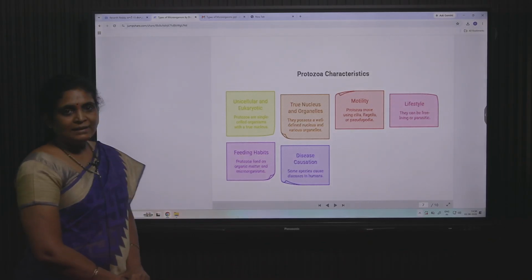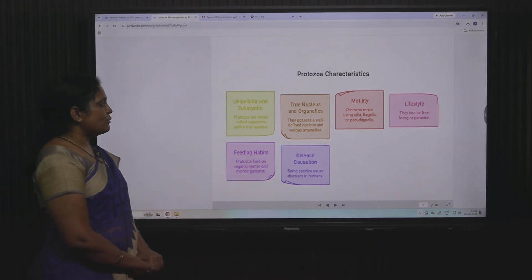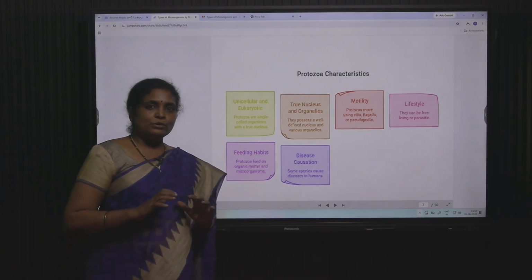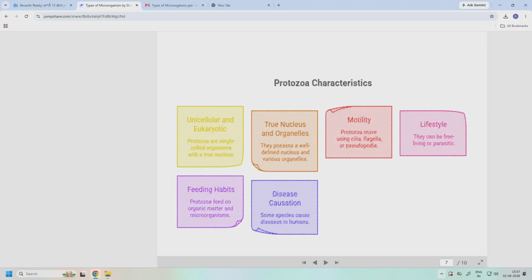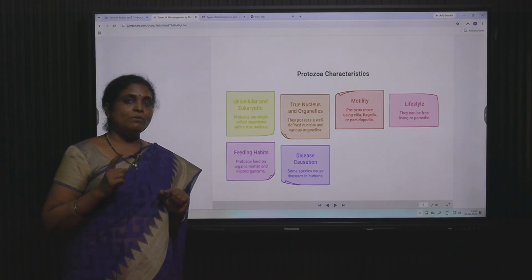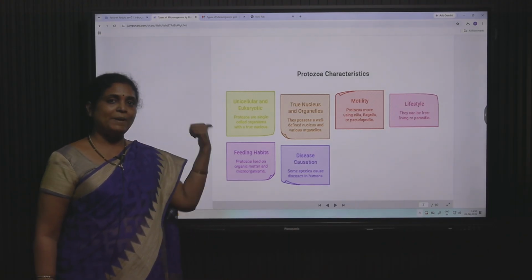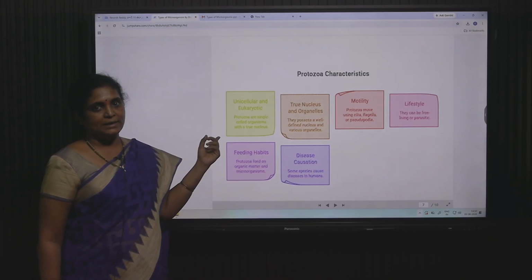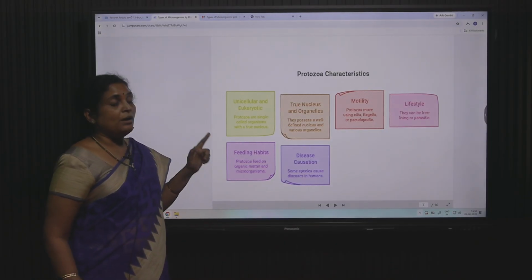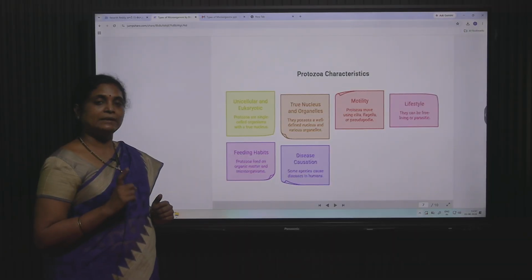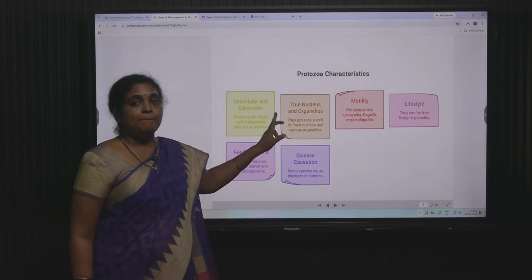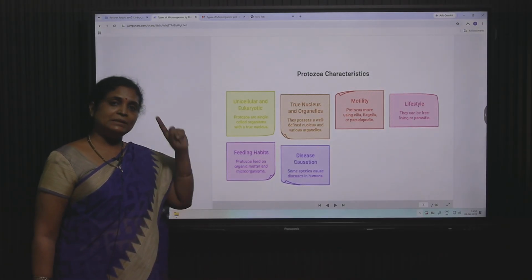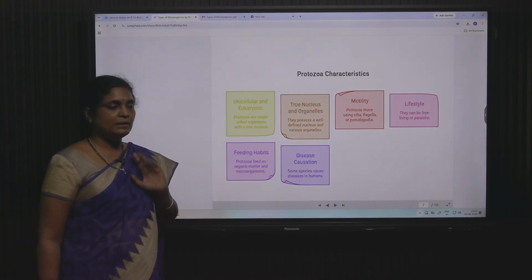And the next kingdom is the protozoa. So, what is protozoa? Protozoa are completely unicellular organisms, just like bacteria. But what is the difference between bacteria and protozoa? Protozoa are eukaryotic organisms, but bacteria are prokaryotic organisms. In protozoa, a well developed nucleus is present, that is the prominent feature, a true nucleus is present and all membrane bound organelles are present, but in bacteria membrane bound organelles are absent.